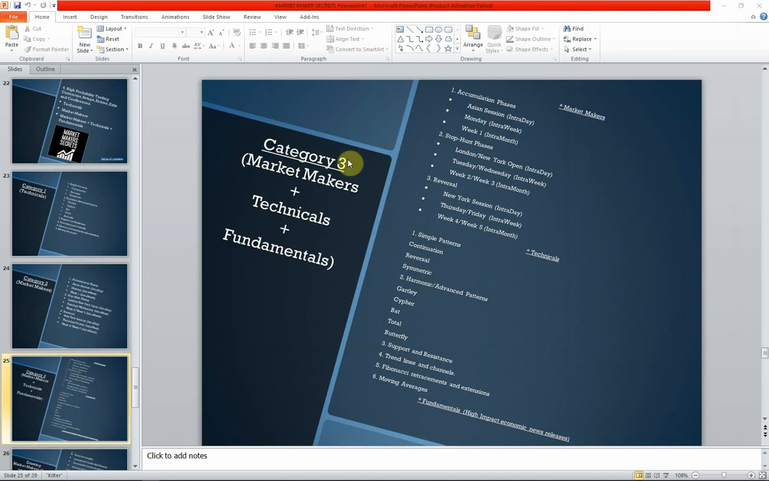So right now we're going to look at the confluence of market makers and technicals, and I'll also show you how to incorporate fundamentals on the setup that has confluences of market makers and technicals.